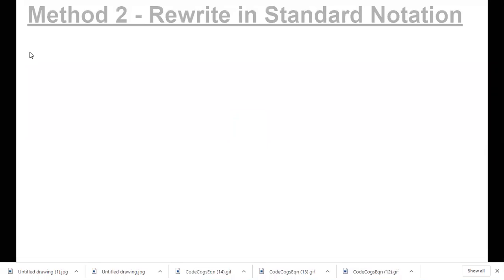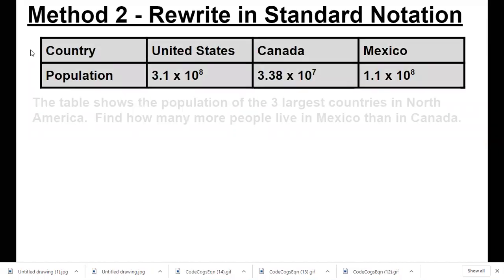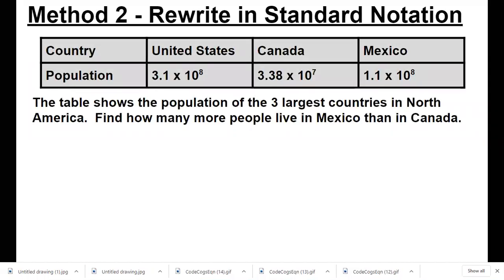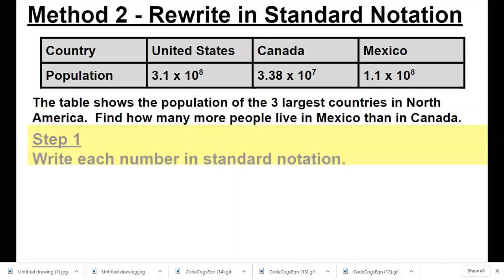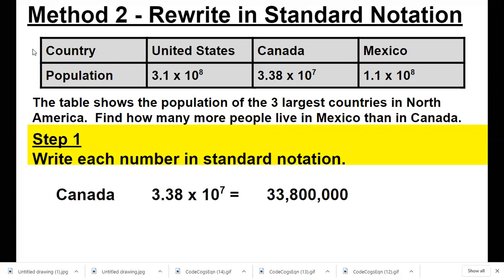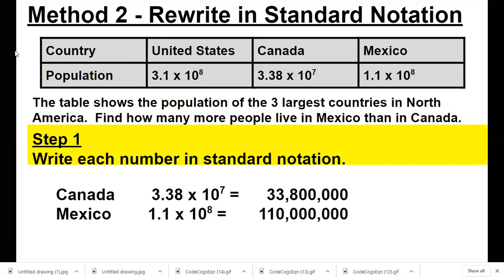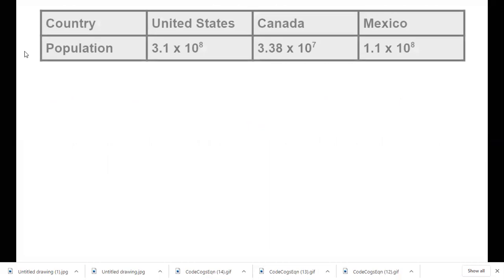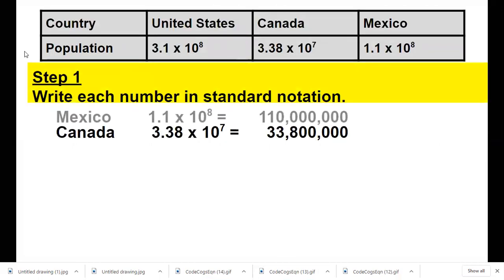We're going to rewrite our numbers in standard notation and use that method. Here's the same problem. How many more people live in Mexico than in Canada? We're going to write each number in standard notation. So Canada, that's 3.38 times 10 to the 7th, which we saw in our earlier slides is 33,800,000. And Mexico is 1.1 times 10 to the 8th equals 110 million. That actually should be above Canada. Hopefully I did that on the next slide. Let's see. Yep, I did.